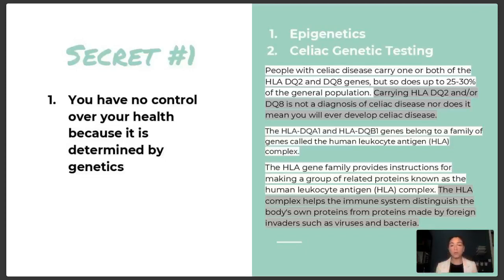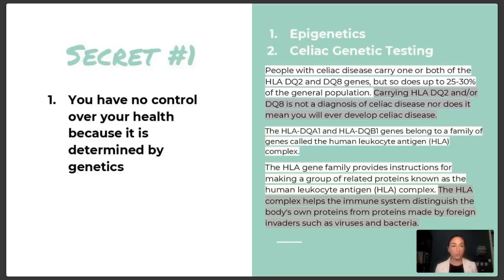But more importantly, when we're talking about genetic testing, and I'm using celiac as an example here, but this applies to a lot. The celiac gene is actually in the HLA family, which is the human leukocyte antigen. Human leukocyte antigen is associated with the immune system. Specifically, the HLA complex helps the immune system distinguish the body's own proteins from proteins made by foreign invaders like viruses and bacteria. So this goes back to the concept that I just said.